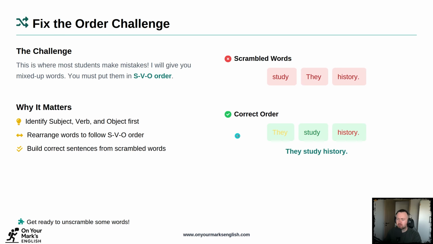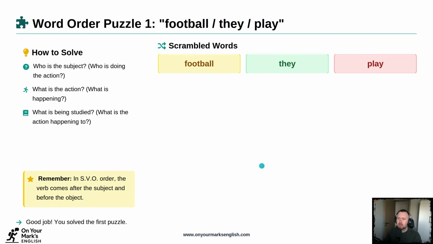Okay, so we can see the correct order is they study history. Why? They, this is the subject. Study, this is the verb. And history is the object, the thing they are studying. They study history. Now, you're going to try this one on your own. Football, they play. Put this sentence in the correct order. I'll give you 10 seconds and go.